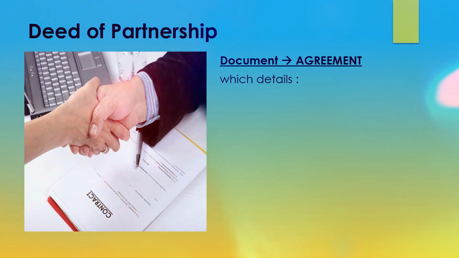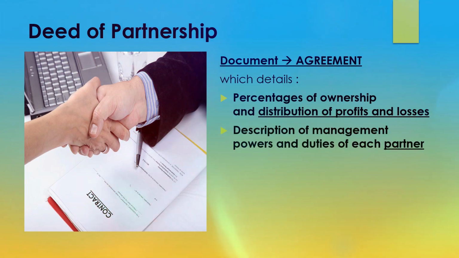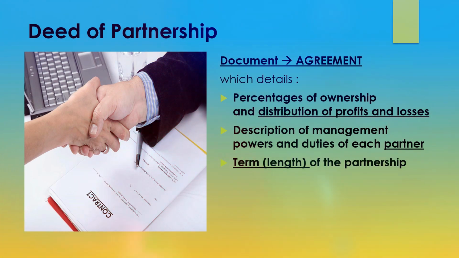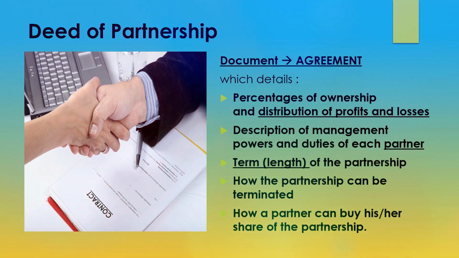So, what are the details in the agreement? There would be a document regarding the percentage of ownership and distribution of profit and losses. There would be a description of management powers and duties of each partner. There will also be information regarding the term or length of the partnership. They also have information regarding how the partnership can be terminated, and maybe some other information that they agreed to put in the agreement. And the last one is how a partner can buy his or her share of the partnership.